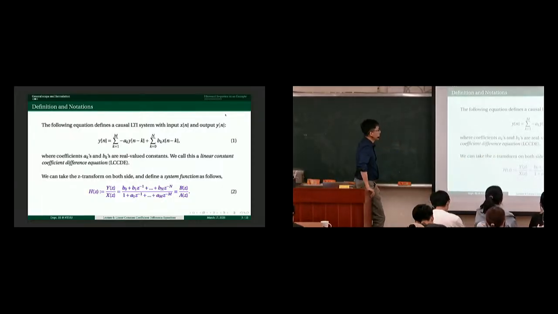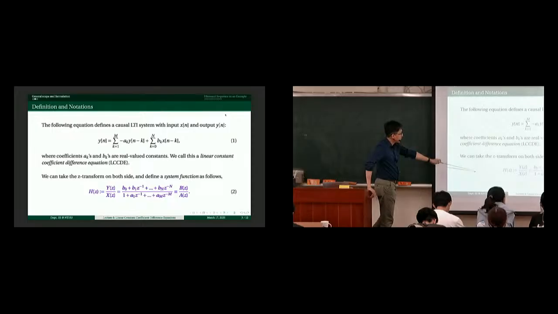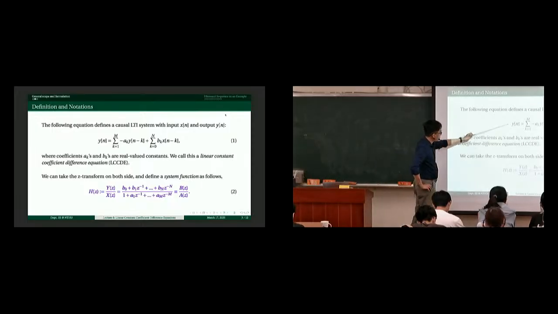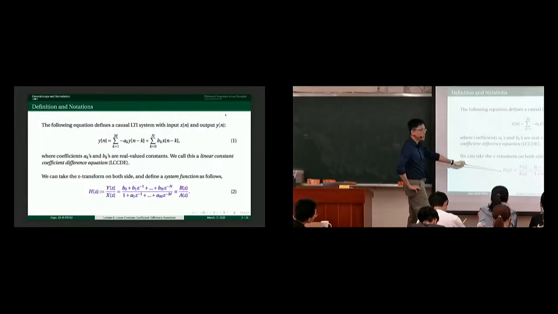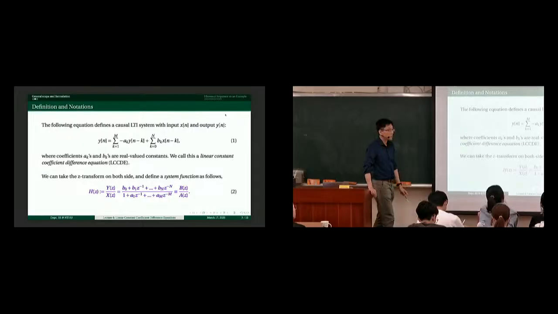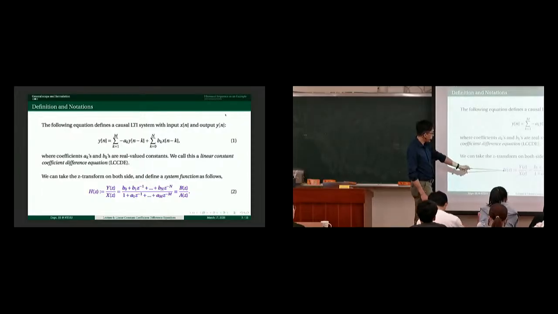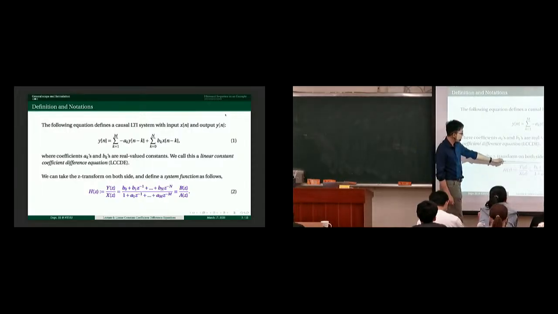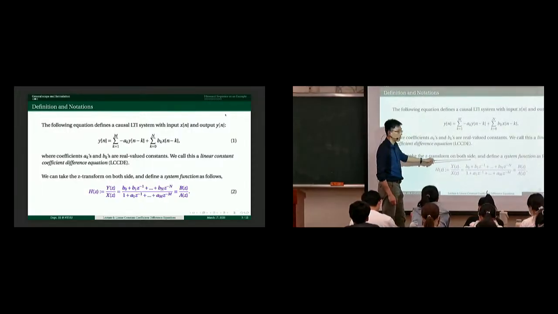Now, sort of jumping ahead, because this is a system, it has a system function defined as the ratio of output divided by input in the Z domain. That's a definition. Output divided by input in the Z domain is defined as the system function, which is the Z transform of the impulse response. The Z transform of the impulse response will equal Y divided by X in the Z domain, and this is something that we need to understand.